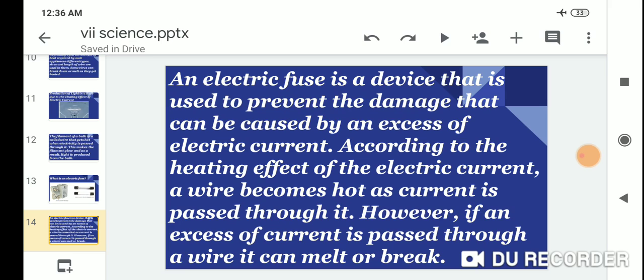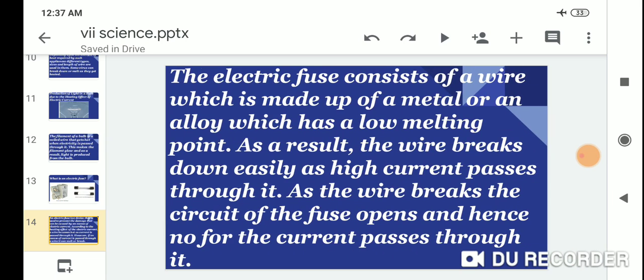A wire becomes hot as current is passed through it. However, if an excess of current is passed through, a wire can melt or break. And the electric fuse is a device that is used to prevent the damage that can be caused by an excess of electric current, according to the heating effect of the electric current.